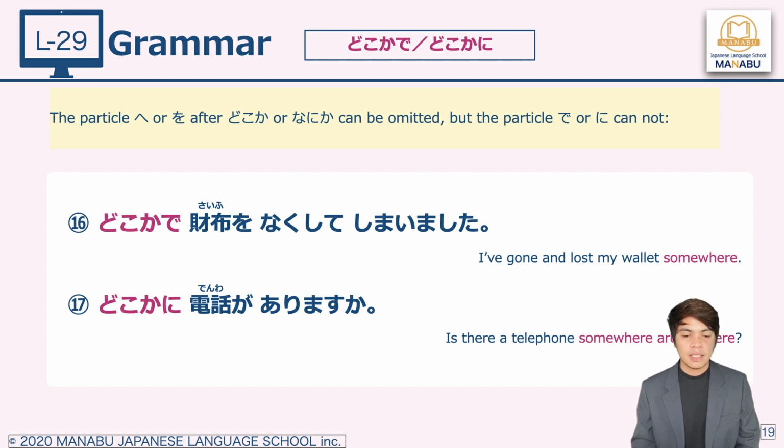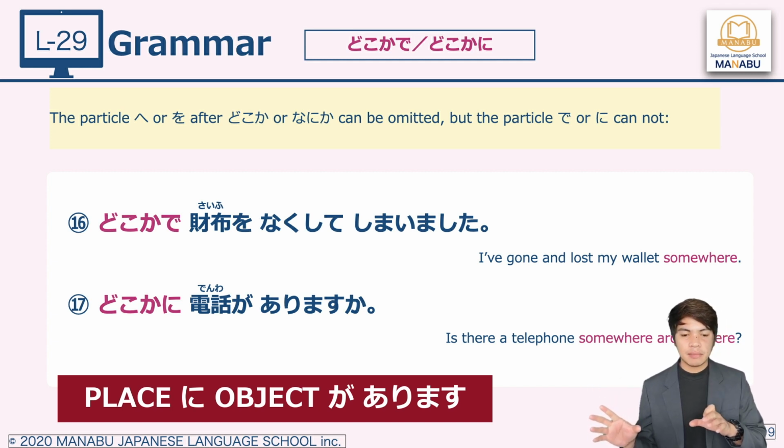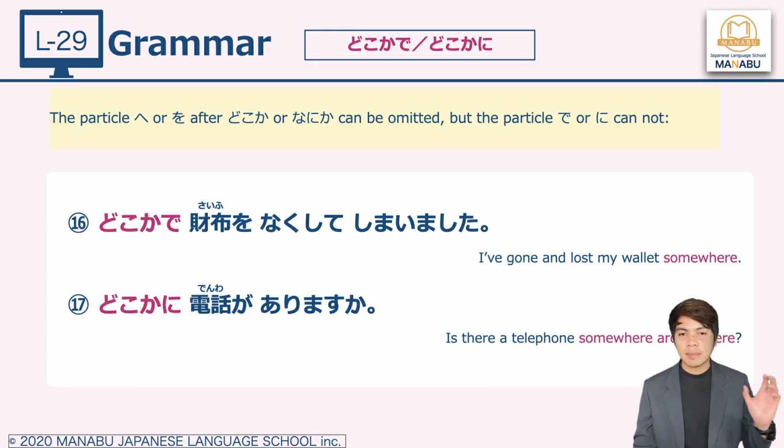Doko ka ni denwa ga arimasu ka? So denwa ga arimasu, there's a telephone, and the verb arimasu uses the particle ni for the place. Place ni, object ga arimasu, and doko ka means somewhere. So doko ka, somewhere, and particle ni, we will use the particle ni because of the verb arimasu. Doko ka ni denwa ga arimasu ka? Is there a telephone somewhere around here?